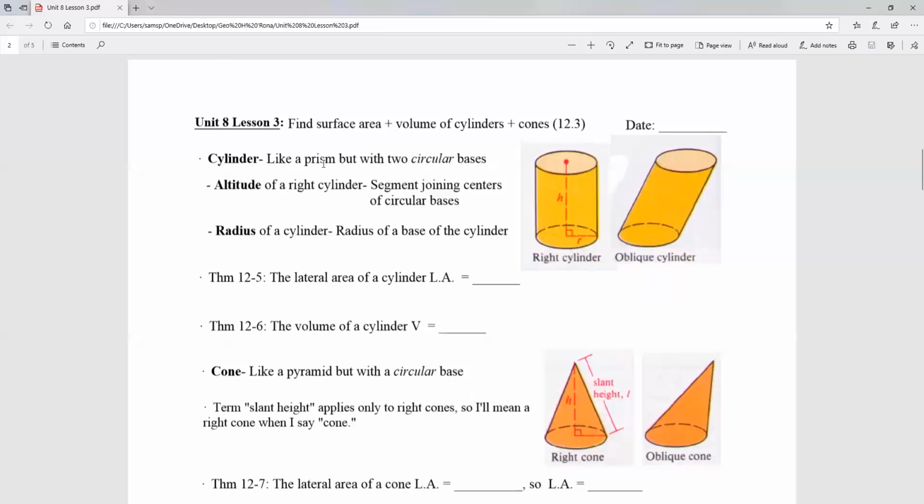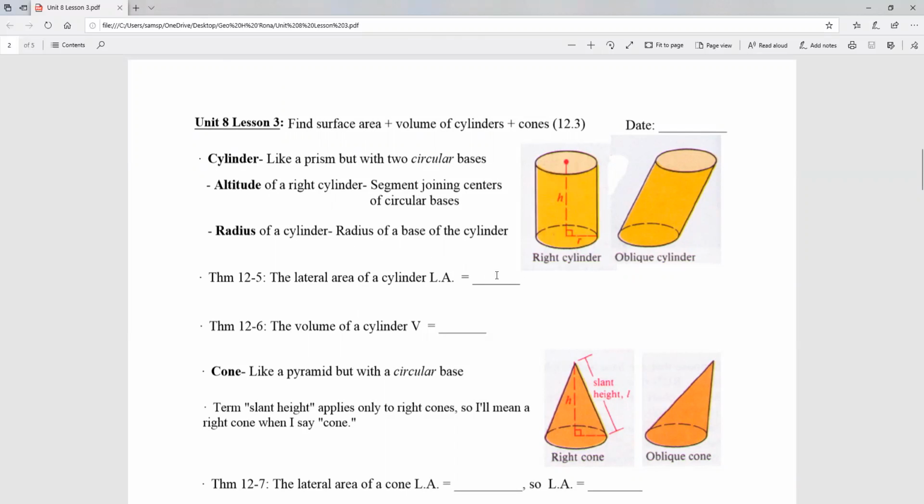So a cylinder is very similar to a prism, but with two circular bases. So we got a circular base up top, circular base on bottom. The altitude of a right cylinder is the segment joining the centers of the circular bases. It's going to be your height here. And then the radius of a cylinder is the radius of the base. So we got the radius here, it's the radius of the base.